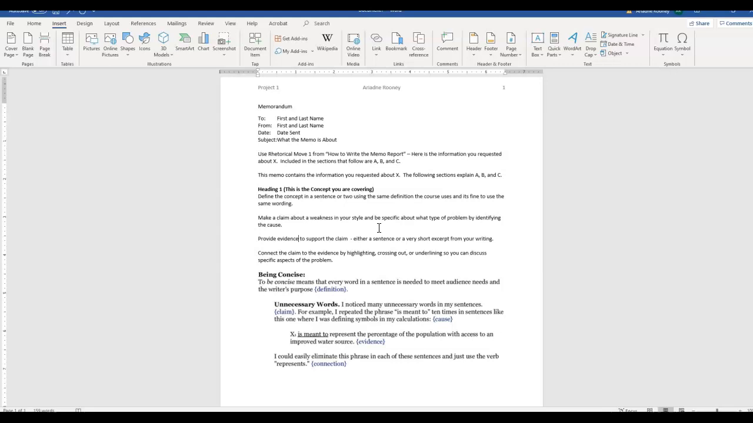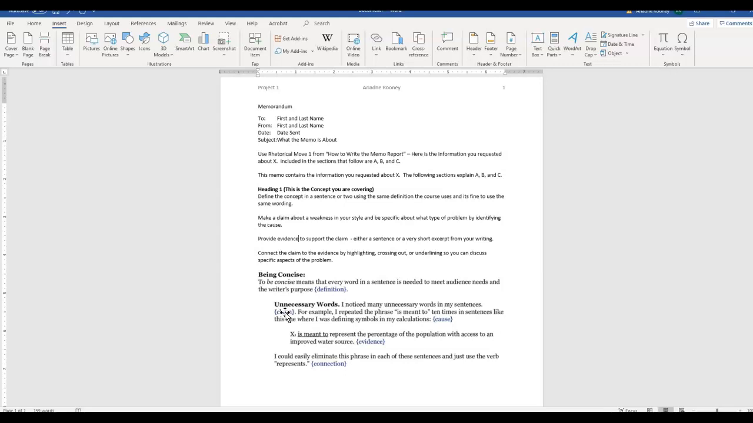Unnecessary words. I noticed many unnecessary words in my sentences. That is your claim right there. And you don't have to put these definition or claim. I just put those in there to make it really clear what's happening in this paragraph. For example, I repeated the phrase is meant to 10 times in sentences like this one where I was defining symbols in my calculation. And that's the cause there. X is meant to represent the percentage of the population with access to an improved water source, and that's your evidence.